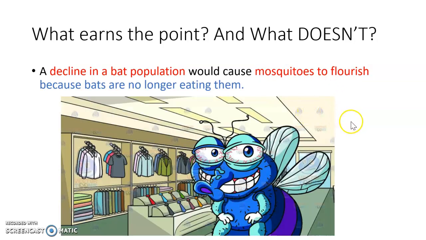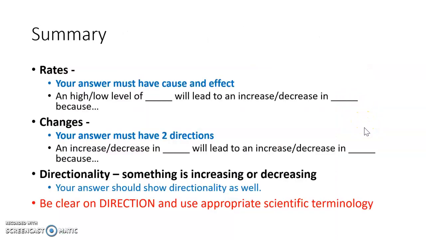And as you can see in this picture, this individual mosquito is flourishing because it is, in a funny way, able to purchase more clothes, or it's got a more dapper appearance, but the whole population isn't flourishing. So here's clearly where the student meant to say that the mosquito population is increasing, but they chose to use a non-scientific word. All right, let's summarize. Anytime that there's a rate, your answer must have a cause and effect. So think of a high or low level will lead to an increase or decrease.